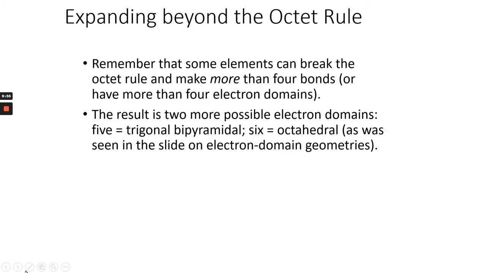Now what happens when we expand beyond the octet rule? We could have more than 4 domains. So it results in 2 more possible shapes here. We have 5 domains, which would give us an electron pair geometry of trigonal bipyramidal, and 6, which would give us octahedral.